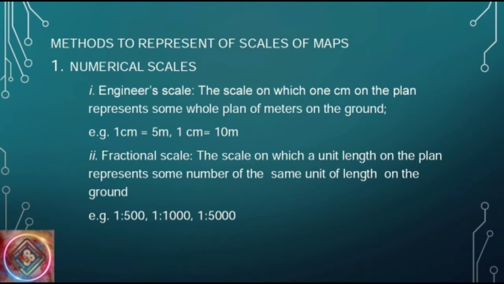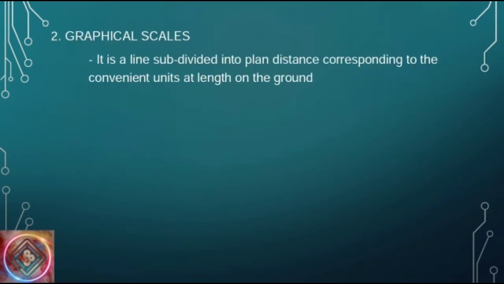Fractional scale. The scale on which a unit length on the plan represents some number of the same unit length on the ground. For example, 1 is to 500, 1 is to 1000, 1 is to 5000. Second, graphical scales. It is a line subdivided into plan distances corresponding to convenient units of length on the ground.